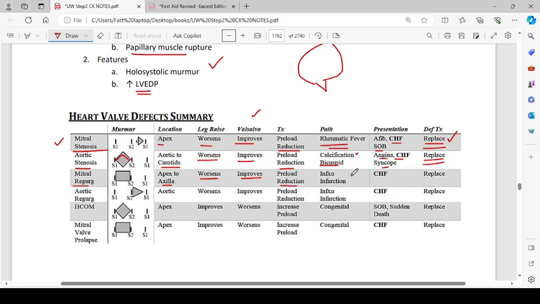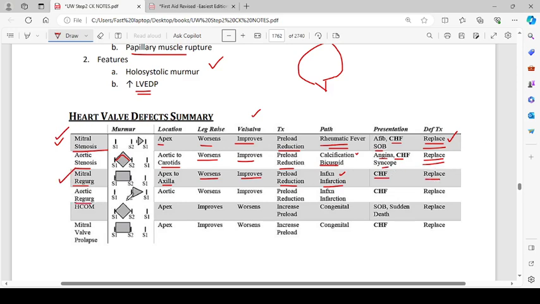Pathogenesis is infection and infarction. So infection, which infection? The rheumatic fever basically. Then we have, so chronic rheumatic fever causes mitral stenosis. Acute rheumatic fever can cause mitral regurgitation. The presentation is congestive heart failure, and definitive treatment is to replace the valve.